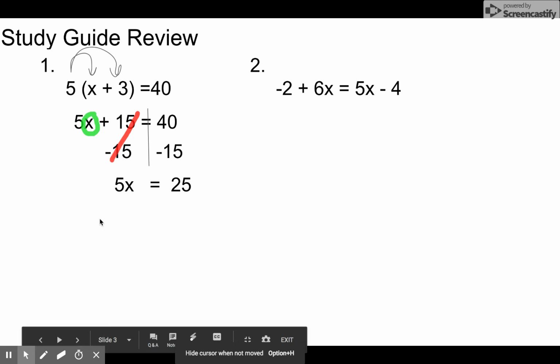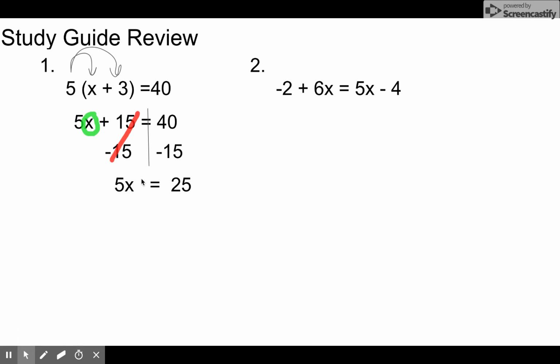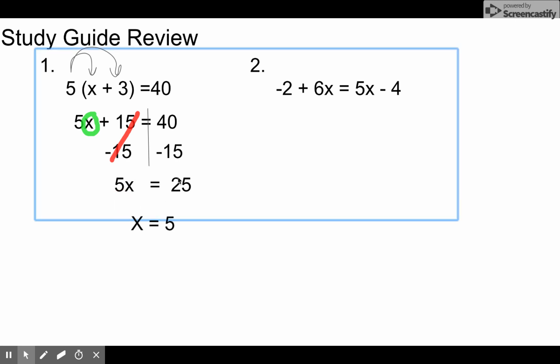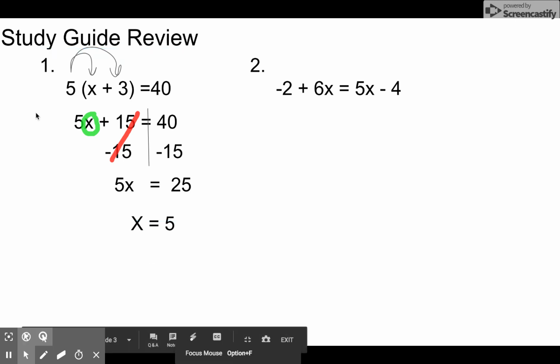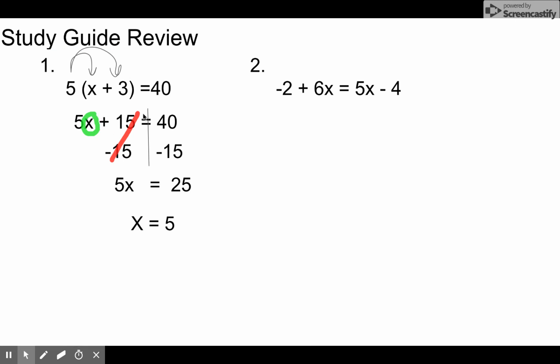Our last step here, if we have 5x = 25, is that we have to get rid of this 5. To get rid of the 5, we want to use the inverse of multiplication, which is division. So if we do 25 divided by 5, we get x = 5. Notice that in our first step we distributed, we were simplifying, and then after that we could start solving immediately.